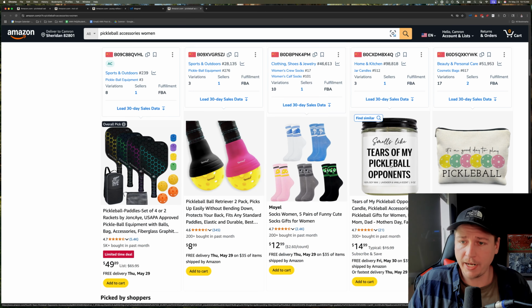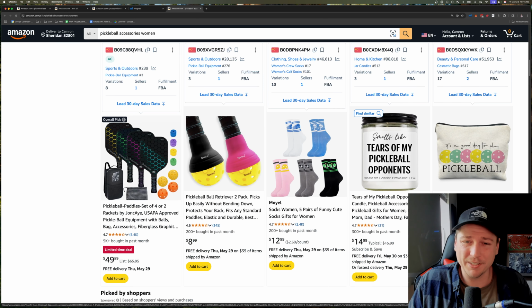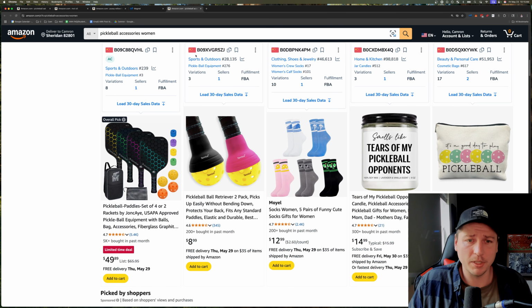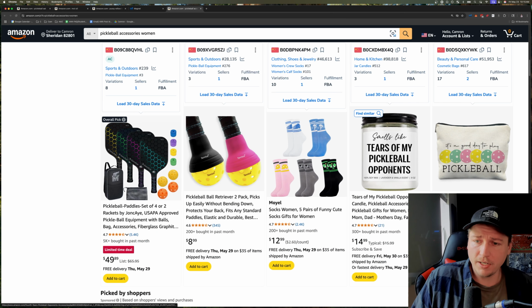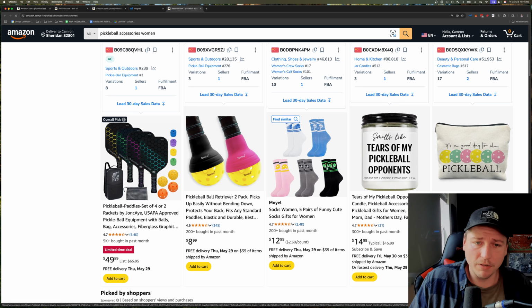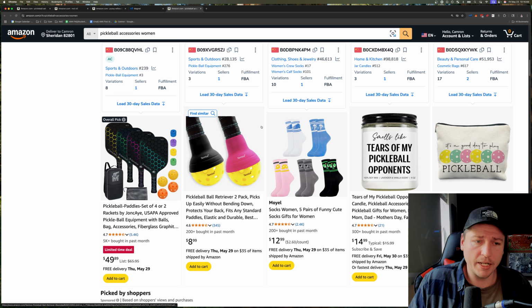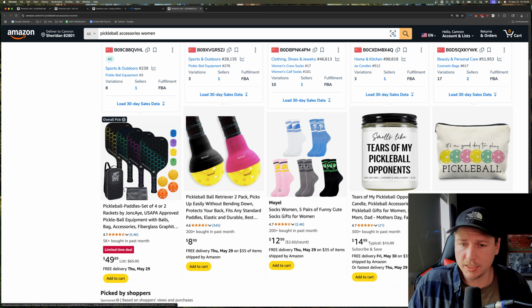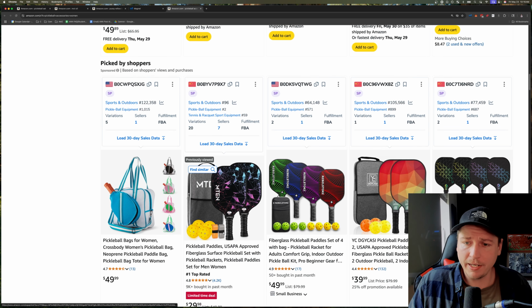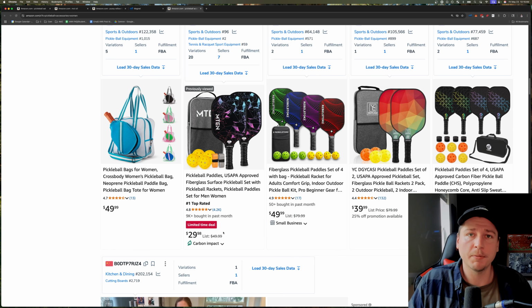We don't see a lot of handcrafted stuff for women here, right? Candles. Okay, but if they're looking for accessories, would that be something kind of funny in candles? Pickleball socks, whatever it may be. So maybe we can make a set here that has a pink ball retriever like this, pink socks, a pink bag here. Again, women, you know what women like better than I do.